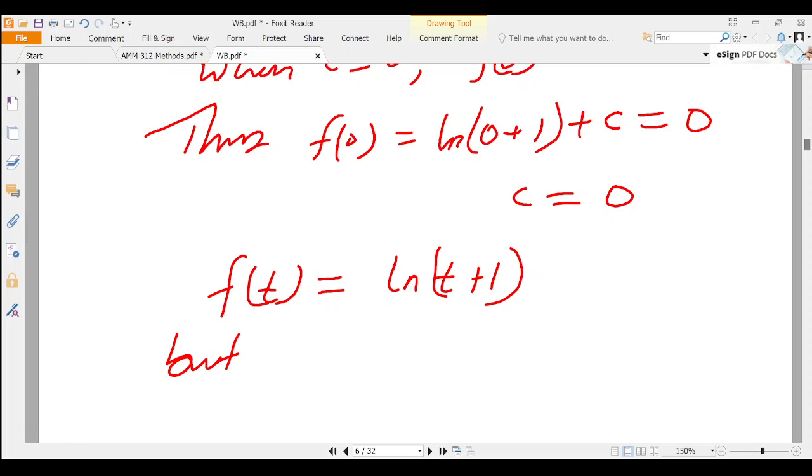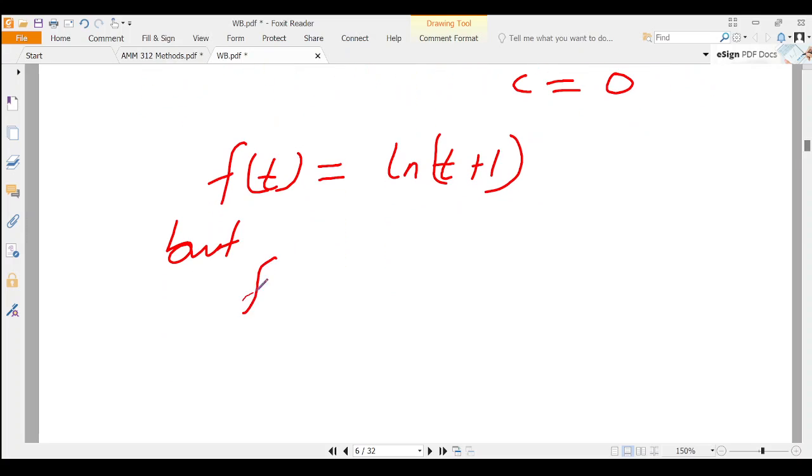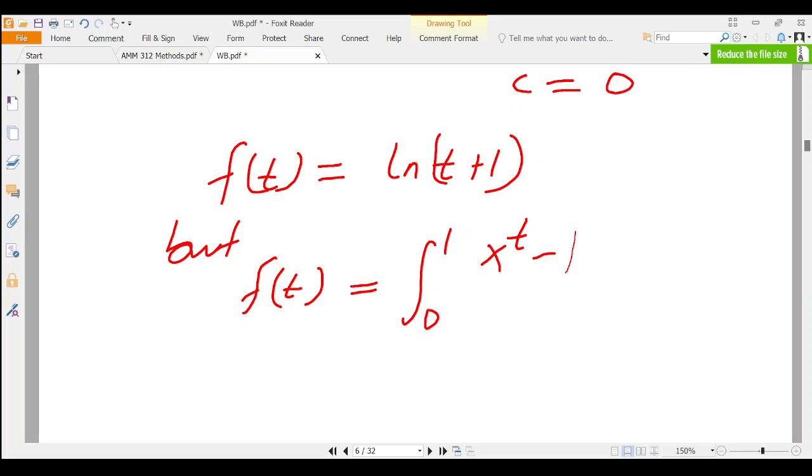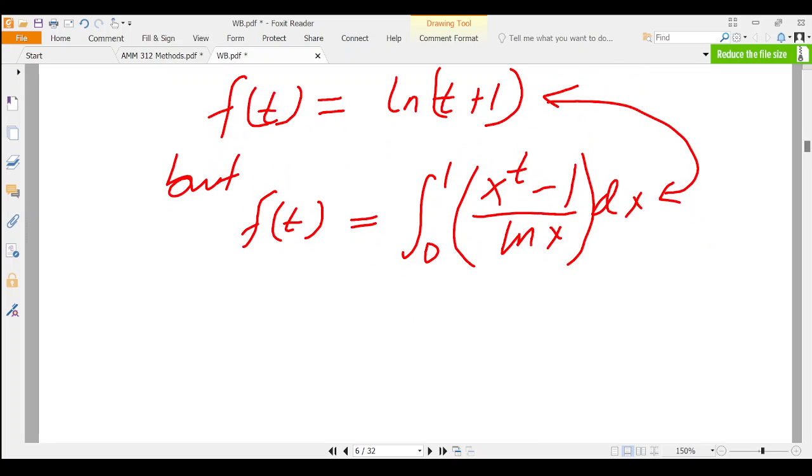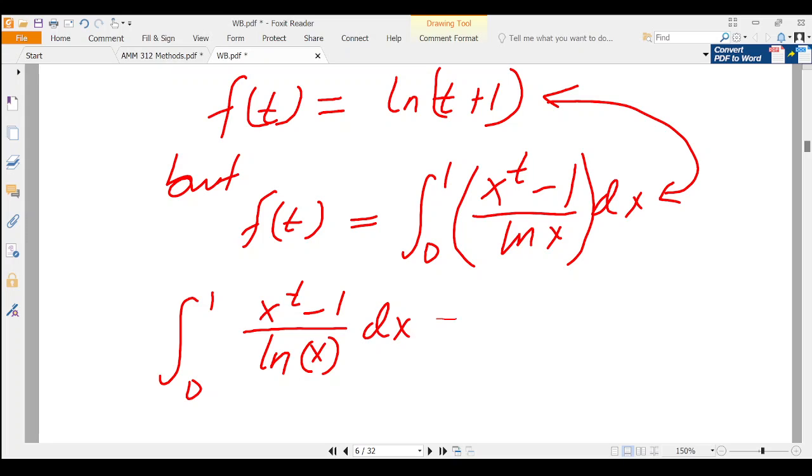But we also know that from our definition, f of t was the integral from 0 to 1 of (x raised to power t minus 1) divided by logarithm of x dx. And therefore we equate these two. This will give us that the integral from 0 to 1 of (x raised to power t minus 1) divided by logarithm of x, if we integrate that with respect to x, then we should get logarithm of t plus 1.